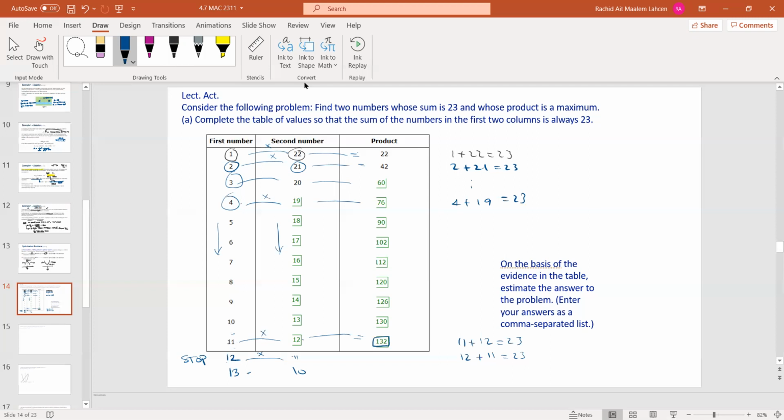In this case, right? So find two numbers whose sum is 23 and whose product is a maximum. Complete the table so that the sum is 23. On the basis of the evidence of the table, answer the problem, and we can say now 11, 12, right? So that's it. On the basis of the evidence in the table, we estimate the answer to the problem. So the word here is the estimation, right? So keep in mind this.